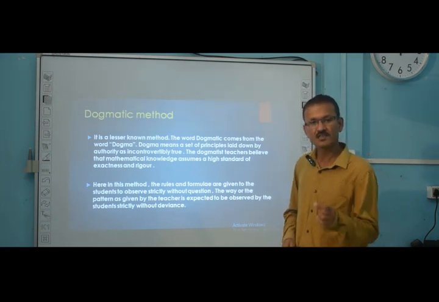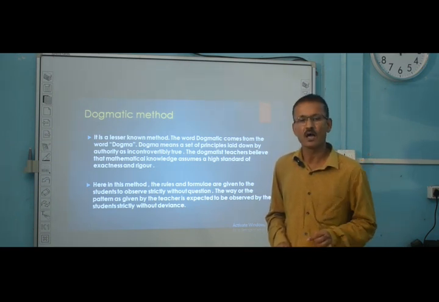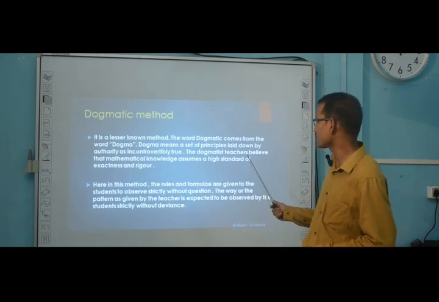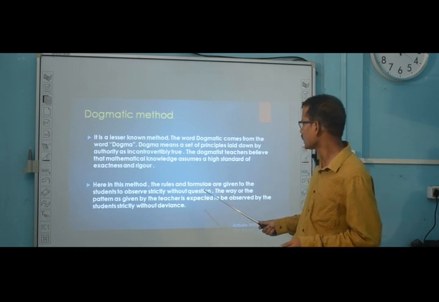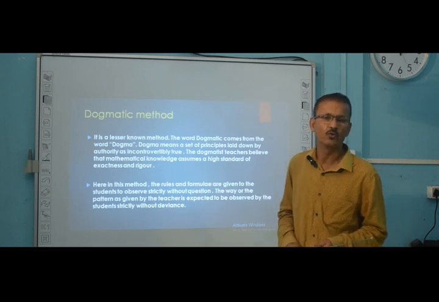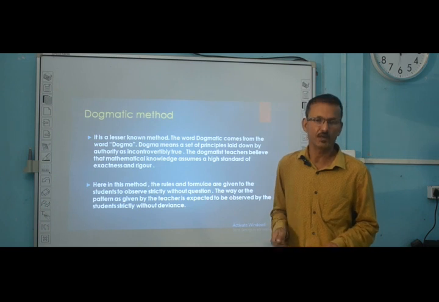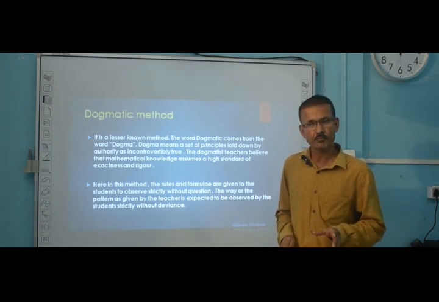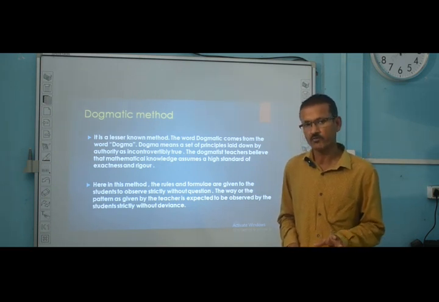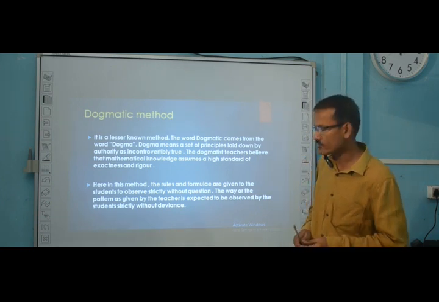So what is this term dogmatic all about? The term dogmatic comes from the word dogma, D-O-G-M-A. What is a dogma? Dogma is something which is laid down by authority as incontrovertibly true. And those who follow this dogmatic method are called dogmatists. Dogmatists are people who lay down laws and rules, and it is expected that they be followed without question and with exactness and rigor. So that is a dogma.